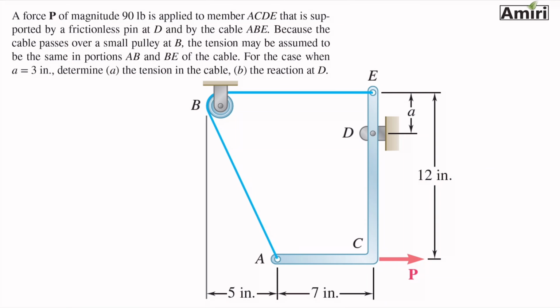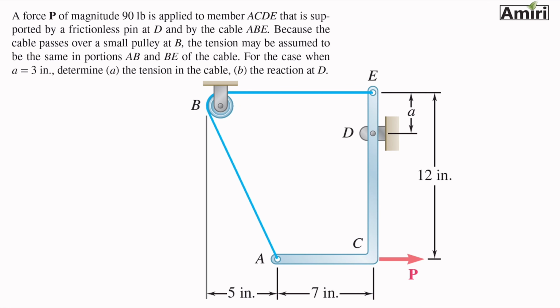Hello, welcome back. Let's look at another problem involving a rigid body. Force P of magnitude 90 is applied to member ACGE that is supported by a frictionless pin at D and by the cable ABE. Because the cable passes over a small pulley at B, the tension may be assumed to be the same in portions AB and BE.